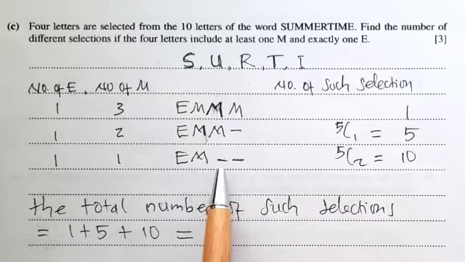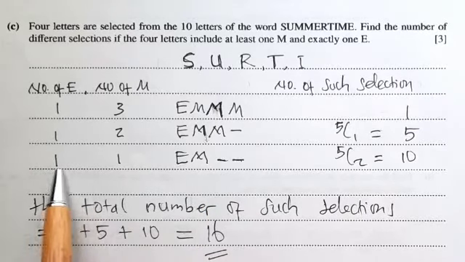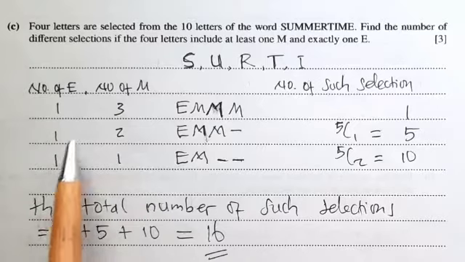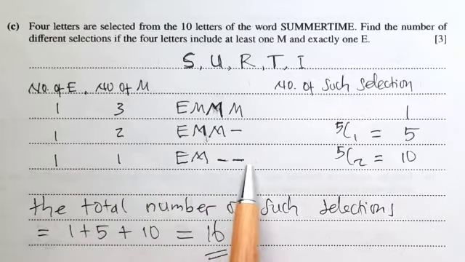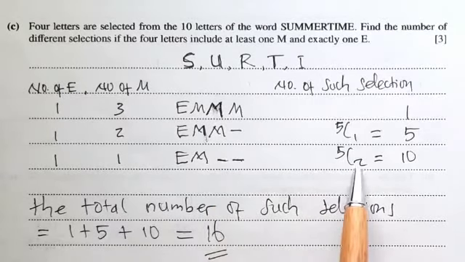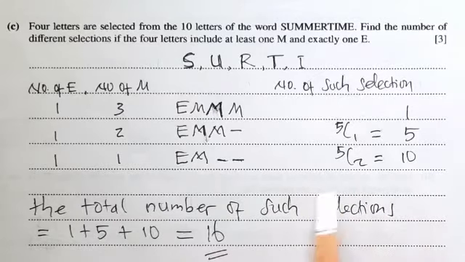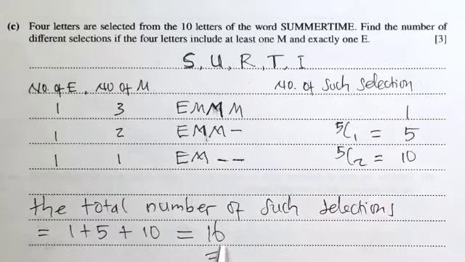And then another scenario contains 1 E and 1 M, that is EM. Here there are 2 positions empty. We can fill these empty positions in 5 combination 2 ways, that is 10. Thus the total number of such selections is 1 plus 5 plus 10, which equals 16.